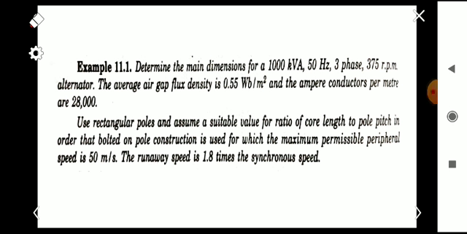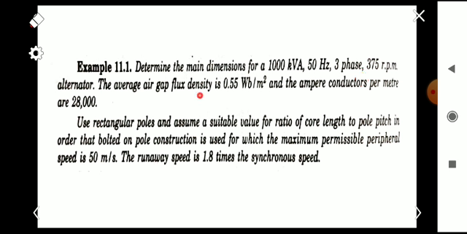So today we are going to discuss the problems from the synchronous machine module, that is the fourth module of the KTU syllabus. Here we will find the main dimensions of an alternator based on the given values. The first problem is: determine the main dimensions for a 1000 kVA, 50 Hz, 3-phase, 375 RPM alternator.